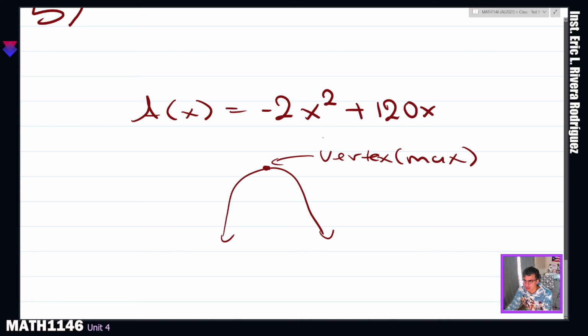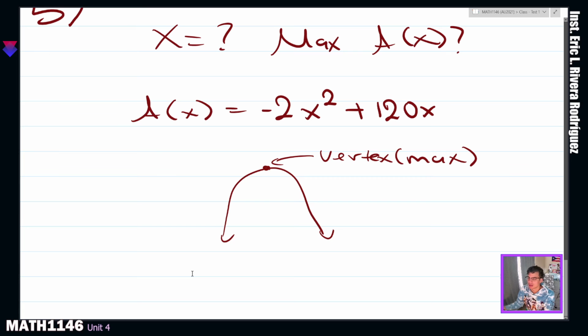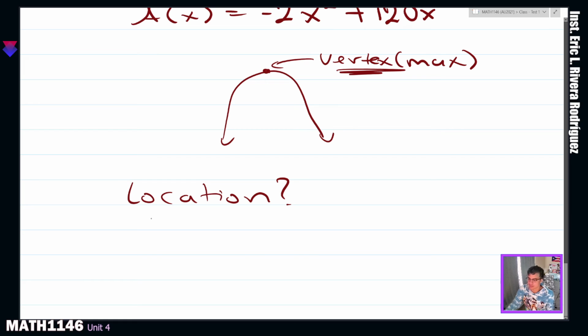Now, x is the input of this function. And the question is about what x value gives the maximum area. How can we get that? How can we get the x value of the vertex? How can we get the location of the vertex? What formula do we need to use?